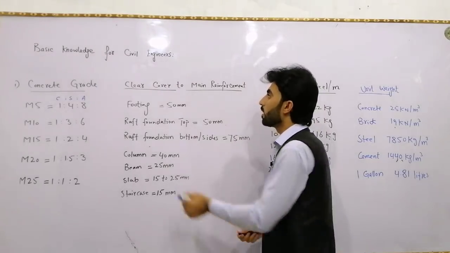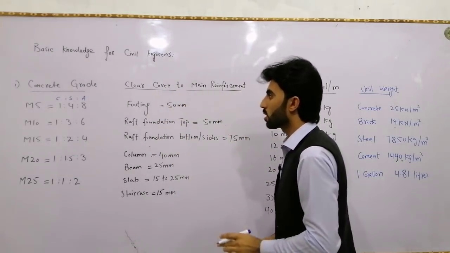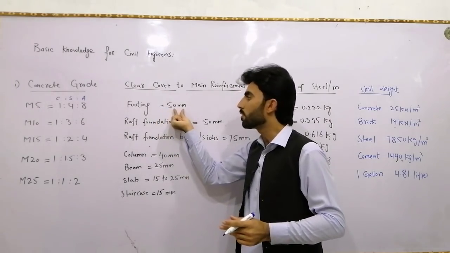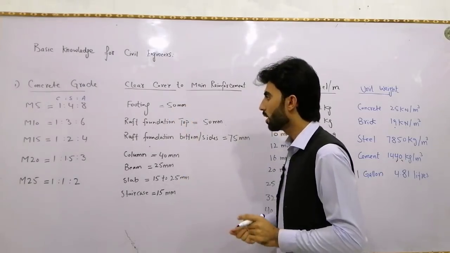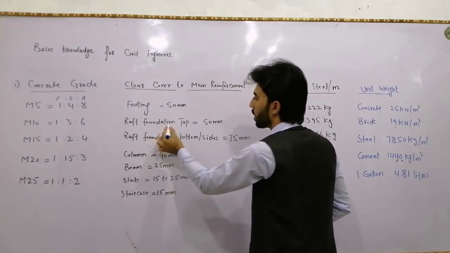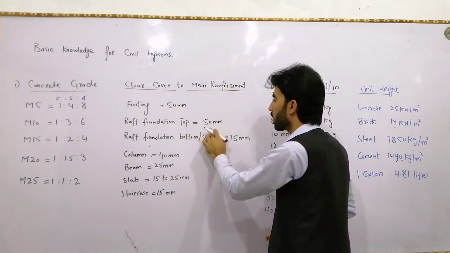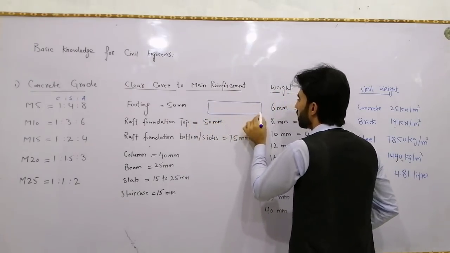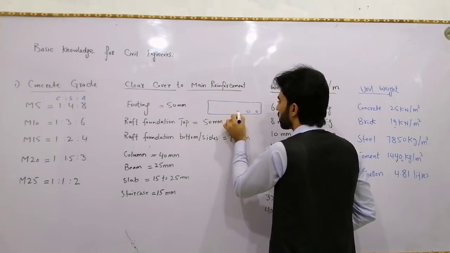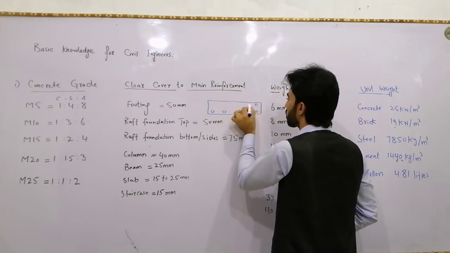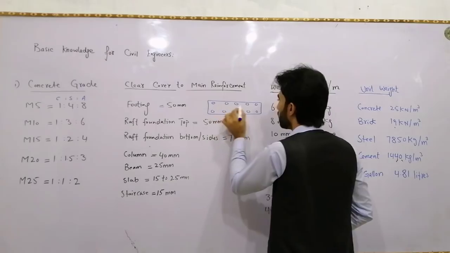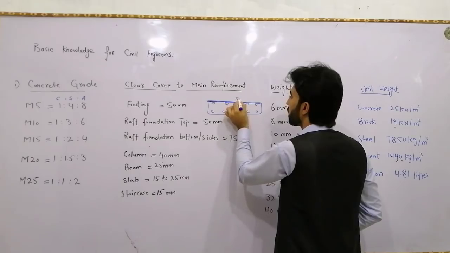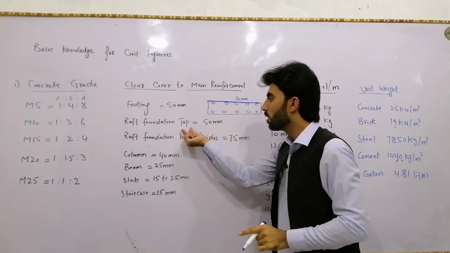Second, we have clear cover for main reinforcement. For footing we have to provide clear cover of 50 millimeter. Remember this point. The second one is raft foundation top, which will be 50 millimeter. This is a raft foundation cross section, and these are steels. This is the cover, but the top concrete cover should be 50 millimeter. Remember, that should be 50 millimeter.